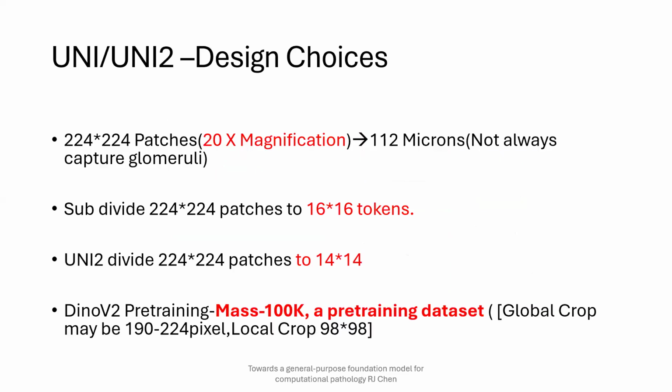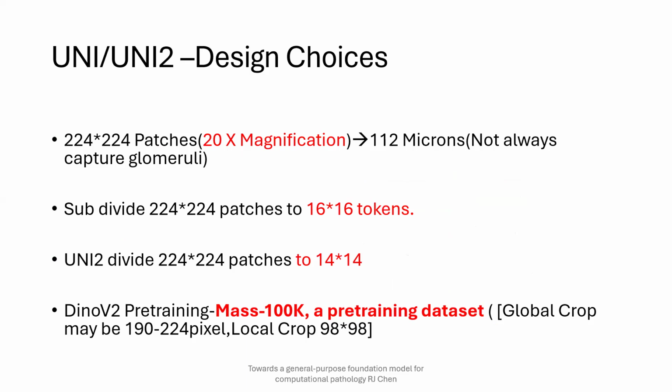And the design choices they put forward: they took 20x magnification, that is, they used 112 microns. Sometimes in the case of kidney, they can't always capture globally, because the structure may be larger in the physical tissue space. And they converted to 16 by 16 tokens. You need 2 to 14 by 14 tokens and DINOv2 pre-training.